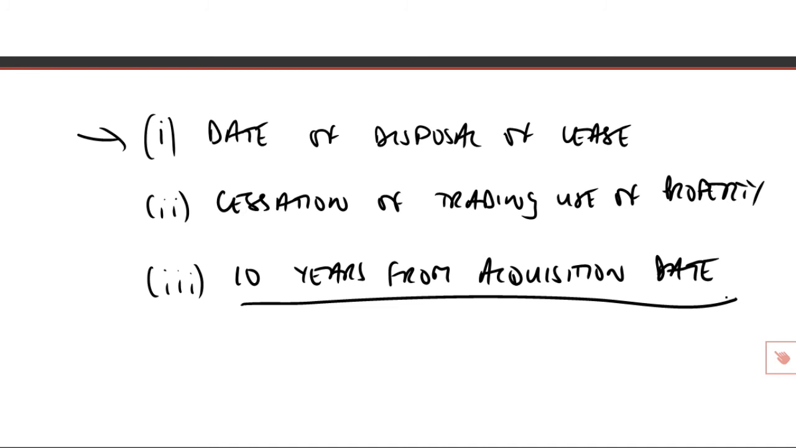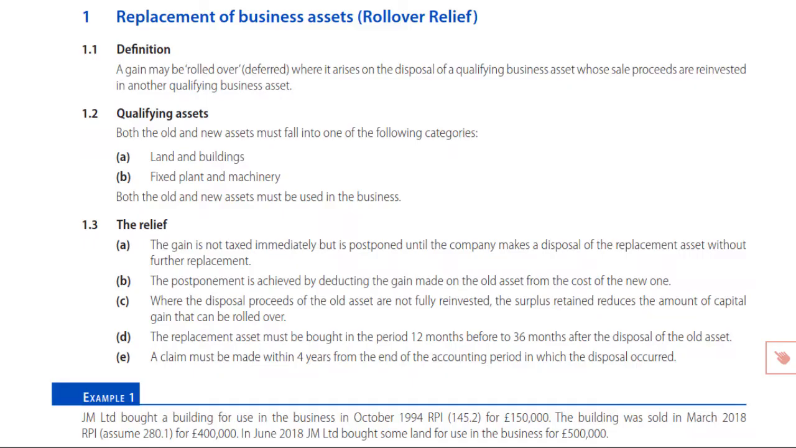Instead, it is deferred, awaiting the earlier of the three events that you still, I hope, see on the screen in front of you. At which point, then, the deferred gain will crystallise. With that in mind, therefore, let's just take you back to the notes. Again, I'd like you to read through.